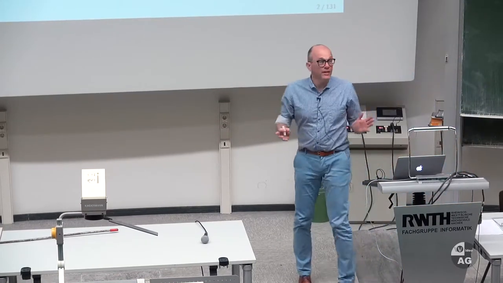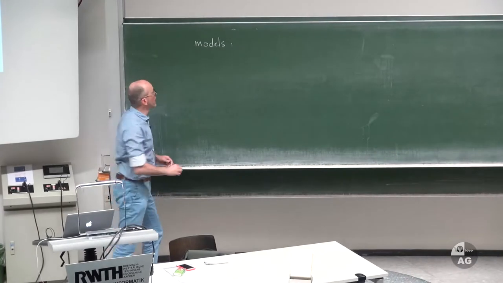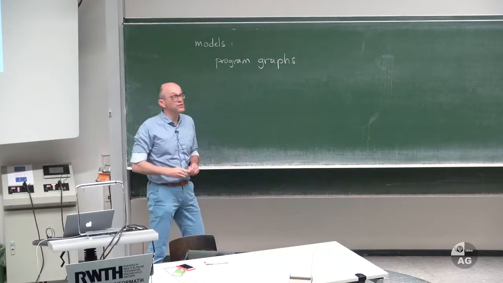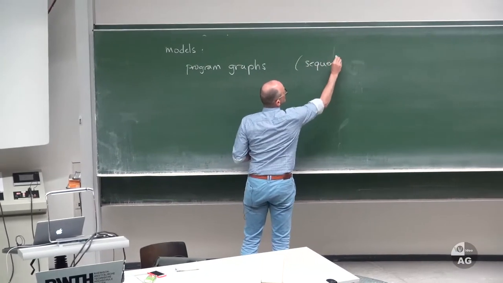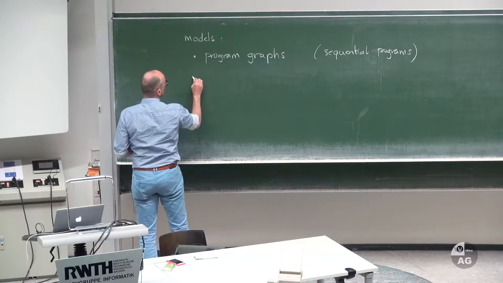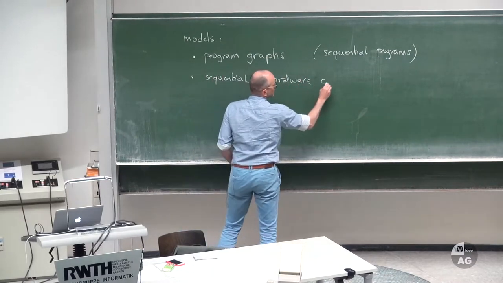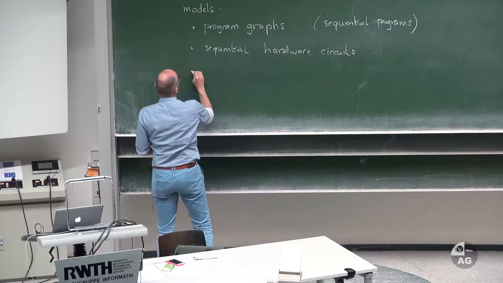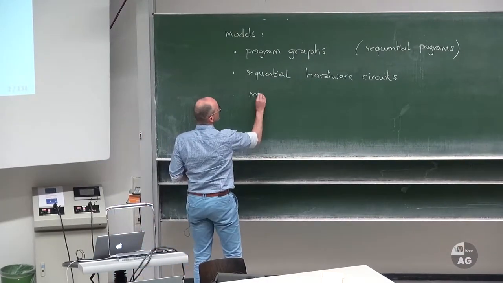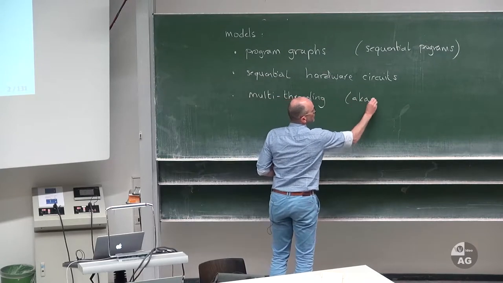So what we have seen in the previous lectures is basically about models. The kind of models we have seen so far were things like program graphs, which I used as representation for sequential programs. We have seen sequential hardware circuits. And in the previous lecture, we have seen several operators for modeling multi-threading, or parallelism.